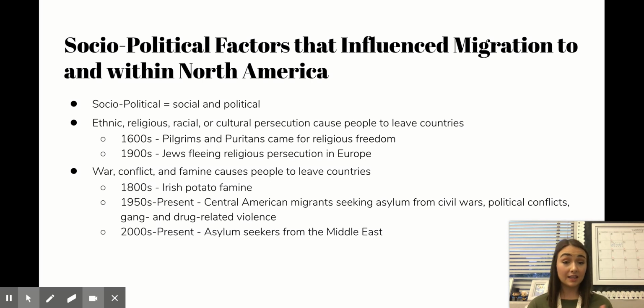From the 1950s until present day, we get Central American migrants seeking asylum from civil wars, political conflicts, gang and drug related violence, especially from Mexico. You're probably familiar with the Mexican immigration coming across the border because they're seeking asylum from such harsh conditions, and specifically gang and drug related violence over there. It can get pretty bad. And then in the 2000s until now, we have a lot of asylum seekers from the Middle East trying to escape civil war, especially from Syria.